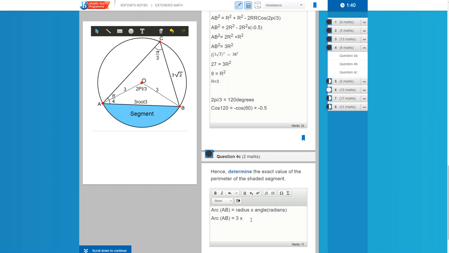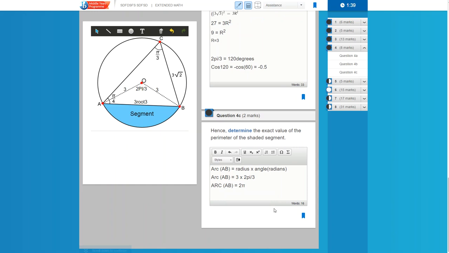The angle is 2 pi over 3. 3 times 2 pi over 3 is 6 pi over 3, which is 2 pi. Okay, so that's the arc.